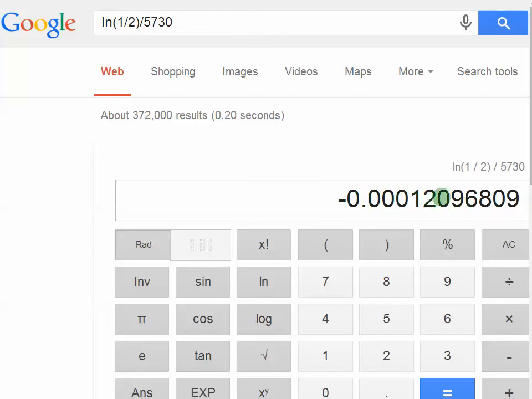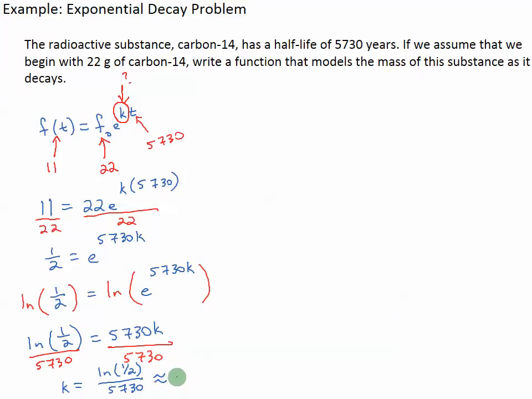So k is approximately negative 0.0001210.